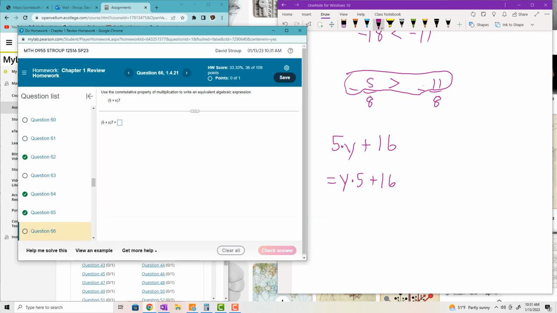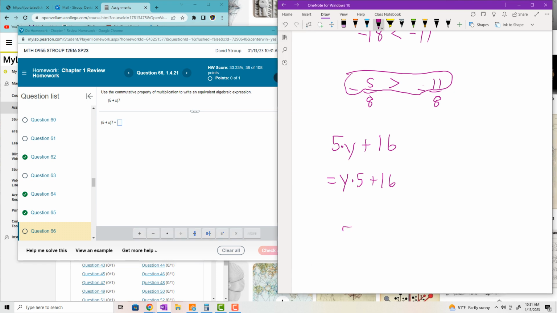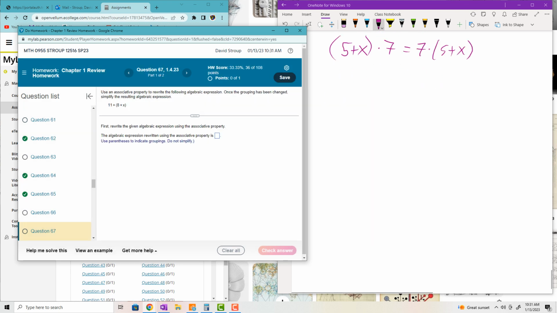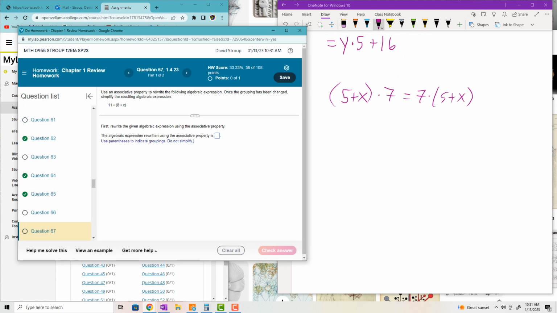Commutative law of multiplication again. So where is the multiplication is kind of the issue. 5 plus x, and then it's times 7, right? So to do the commutative property, to rewrite the order, you'll rewrite it as 7 times 5 plus x. Associative property, so your associates, who you hang out with. And what they do is use the parentheses to rewrite this thing.